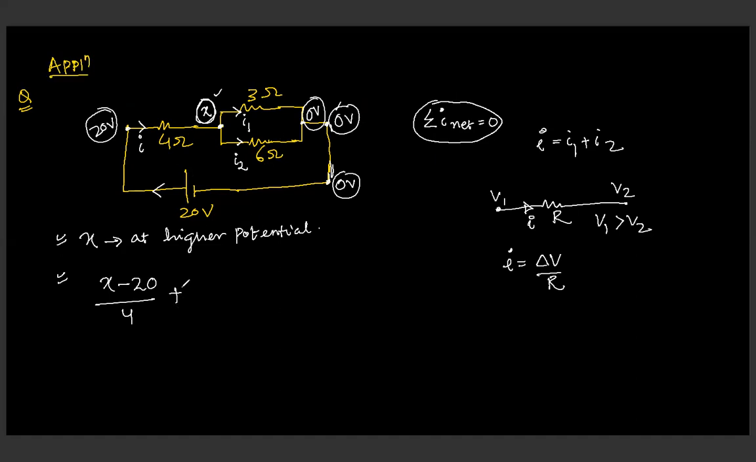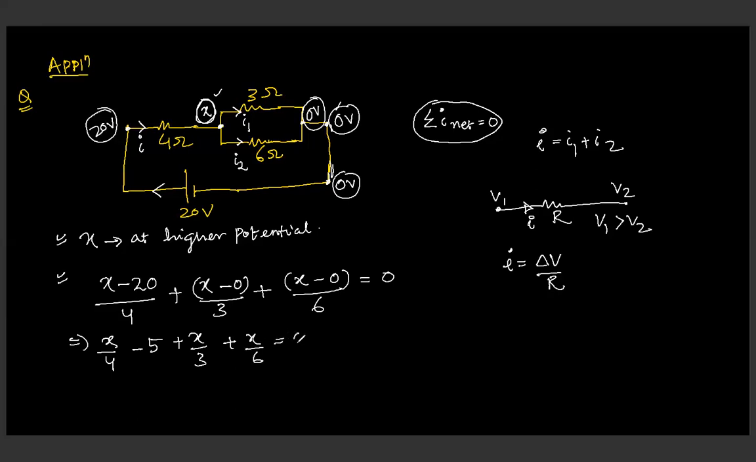You do not have to equate it as you write it; mathematics will do its own work. So it's plus X, I'm writing it for this branch. One end of this 3 ohm is connected to X potential and the other end is connected to 0. So (X minus 0) divided by 3 plus (X minus 0) divided by 6 should be equal to 0. On further simplification, we get X by 4 minus 5 plus X by 3 plus X by 6 should be equal to 0.